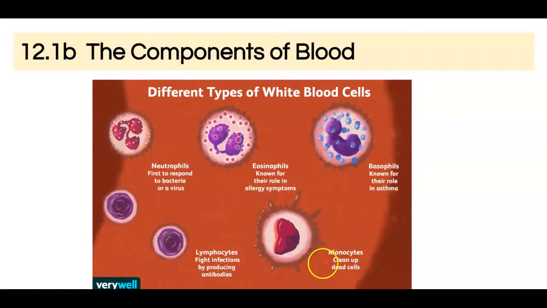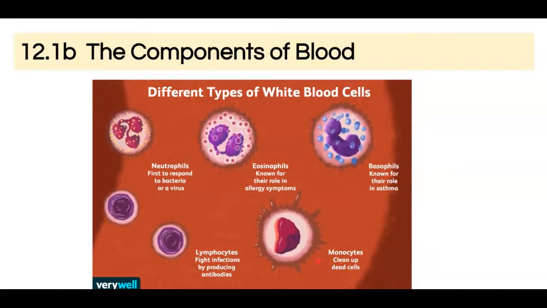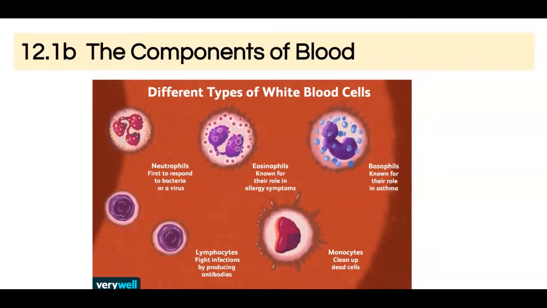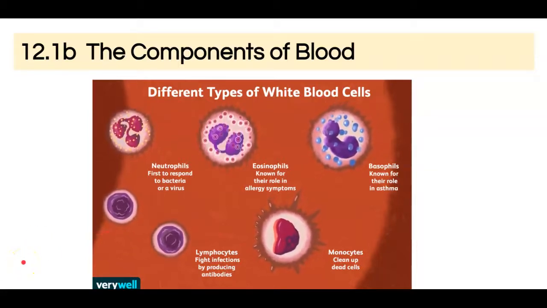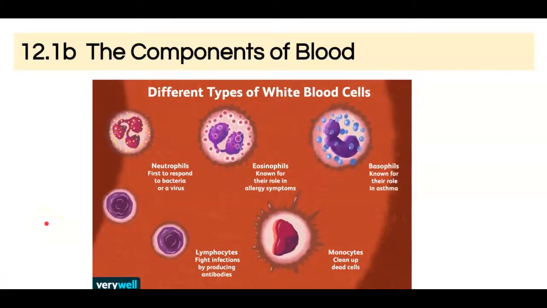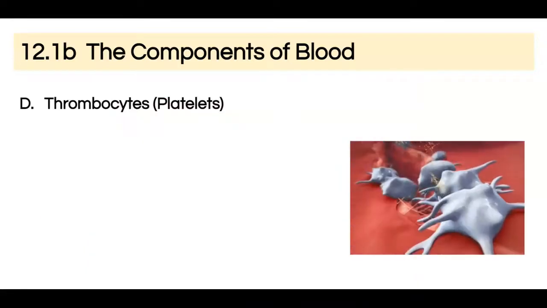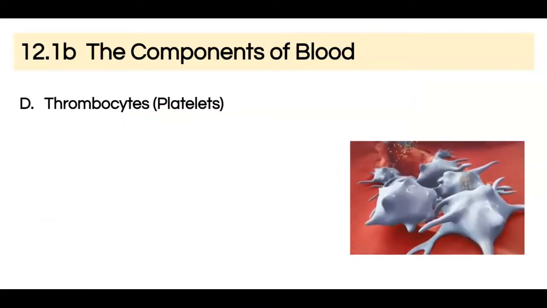And our monocytes just have the job of cleaning up dead cells, right? So just engulfing them and cleaning them by that mechanism. So some interesting variety of white blood cells to think about, each with their sort of different job, as it were. Okay, so next I want to talk about platelets.